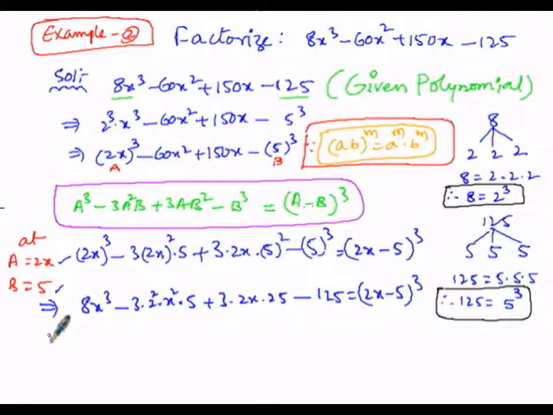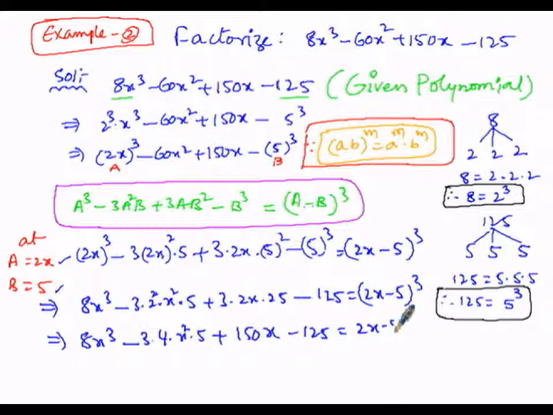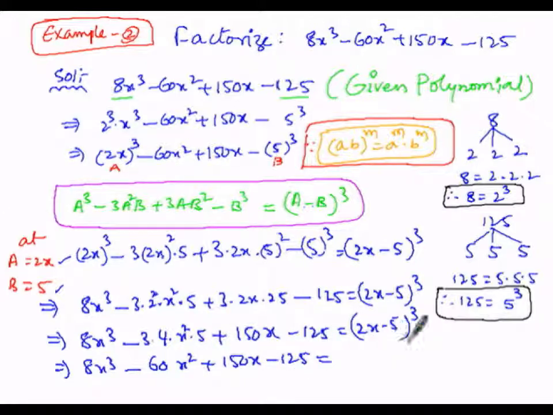So that implies 8x cube minus 3 into 2 square value is 4 into x square written as it is into 5 plus 3 twos is, 25 twos is 50, 50 threes is 150, x minus 125 equals (2x minus 5) whole cube. So that implies 8x cube, 5 fours are 20, 20 threes are 60, that is minus 60x square plus 150x minus 125 equals (2x minus 5) whole cube.